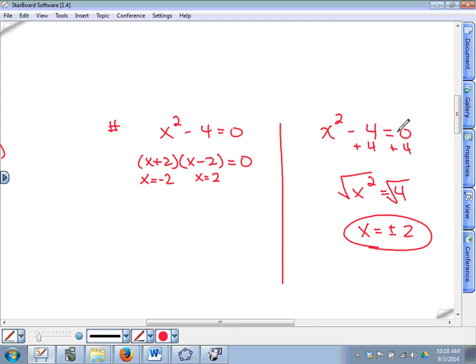The reason you guys actually should know this method is what if by chance you get this kind of a problem. Solve x squared minus 6 equals 0. Can you even solve that using difference of squares? No. So what method are you going to have to use? You're going to have to use this method. Okay? So if you're ever missing that middle term, I would use the square root method rather than difference of squares.